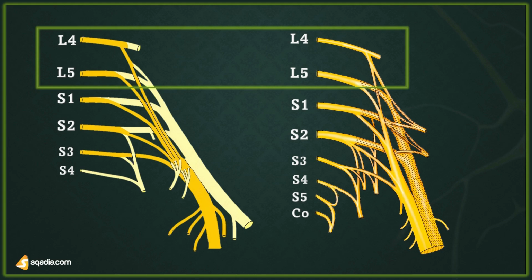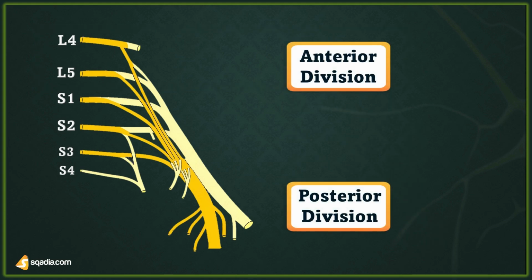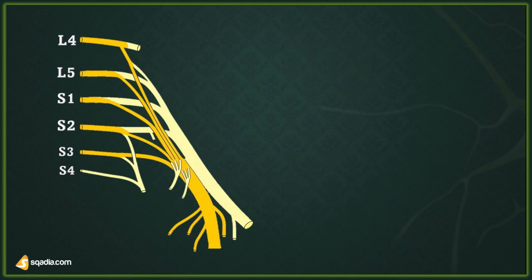Rather than being strictly divided into anterior and posterior divisions, the branches of the sacral plexus tend to follow a more complex pattern of innervation. It is possible only through its various branches. Let's explore the branches of nerves that originate from the sacral plexus.